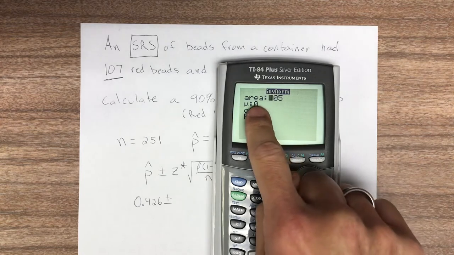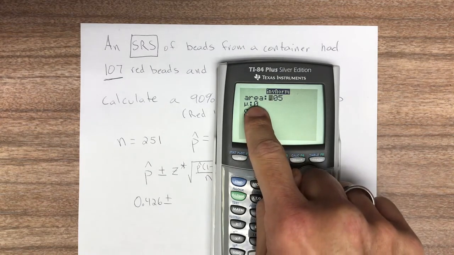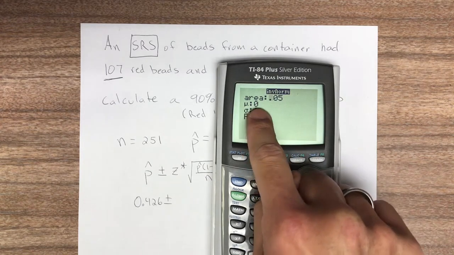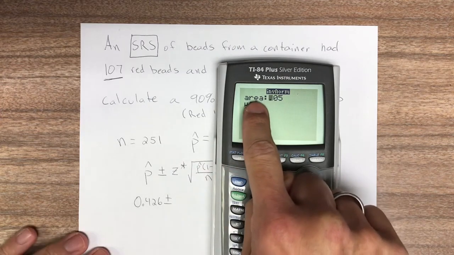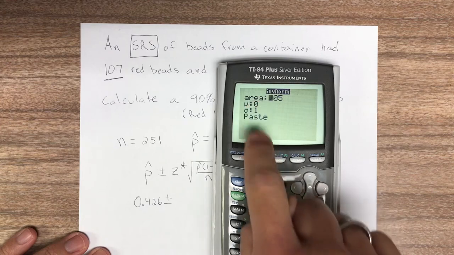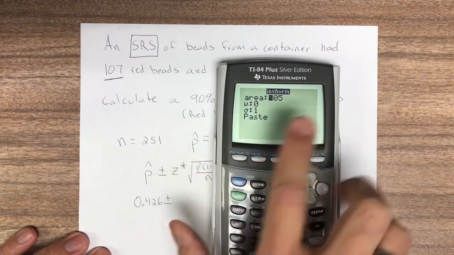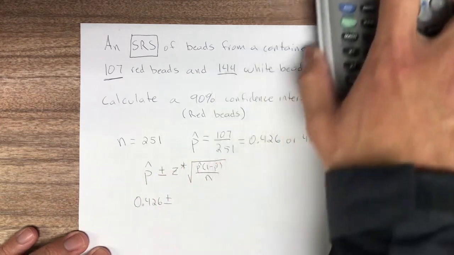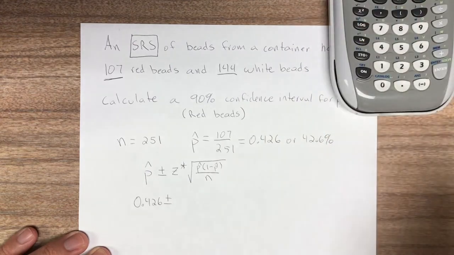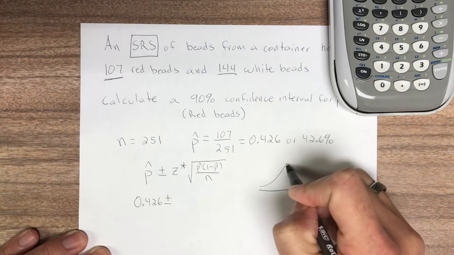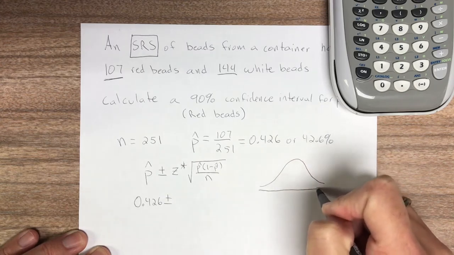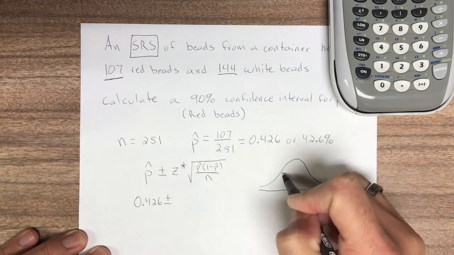And I need to use the mean of the density curve for the C scores. So the mean is 0 and the standard deviation is 1. Now the area, we have to be careful, because to find that C star, the critical value, we're not going to use 90%. What we're really looking for is, when you look at the density curve, the 90% is the area in the middle of the curve.